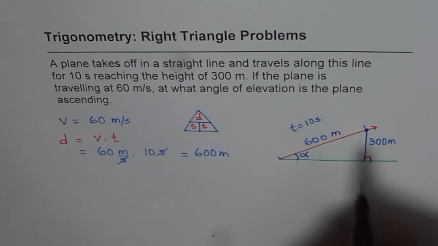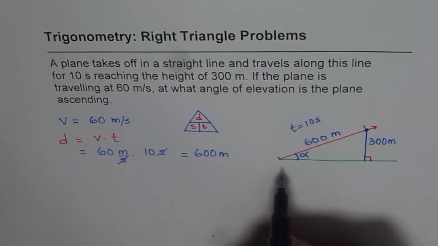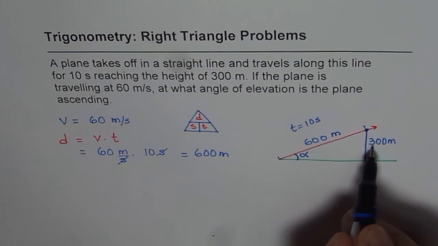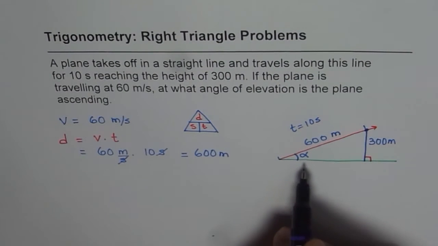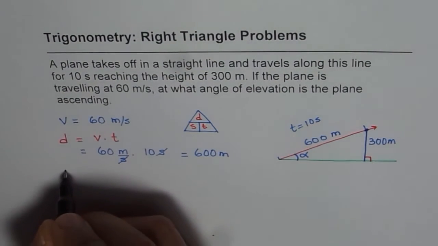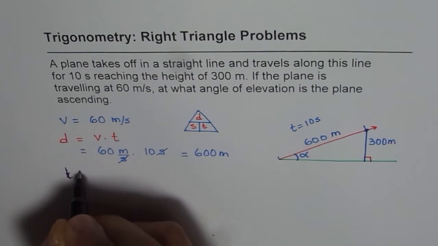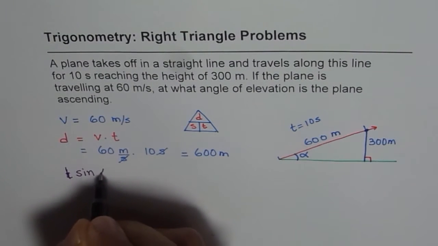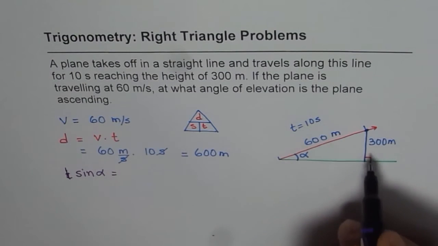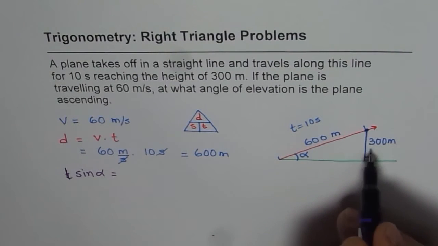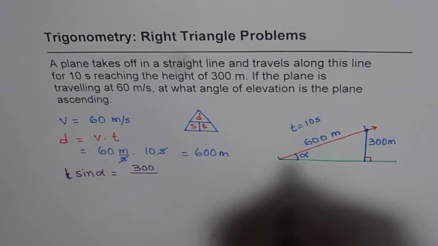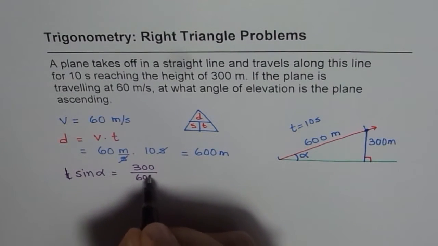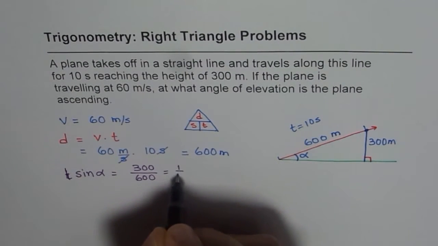Now it is a right triangle where we know the opposite side and the hypotenuse. We need to find the angle and we can find the angle using sine of the angle. So sine of angle alpha is equal to opposite over hypotenuse. Opposite side is 300 and hypotenuse is 600, that is half.